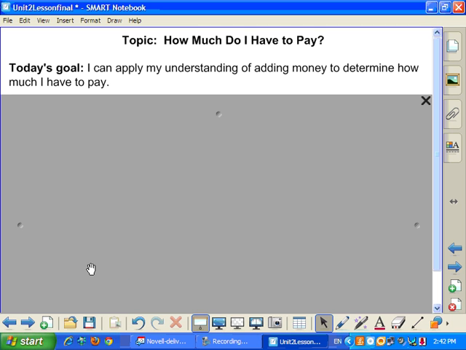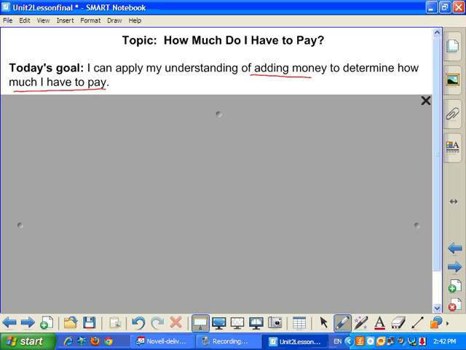Hello and welcome to the second lesson in this unit. We're looking at the topic of how much do I have to pay. So we're looking at dealing with money here. I can apply my understanding of adding money and determining how much I have to pay.